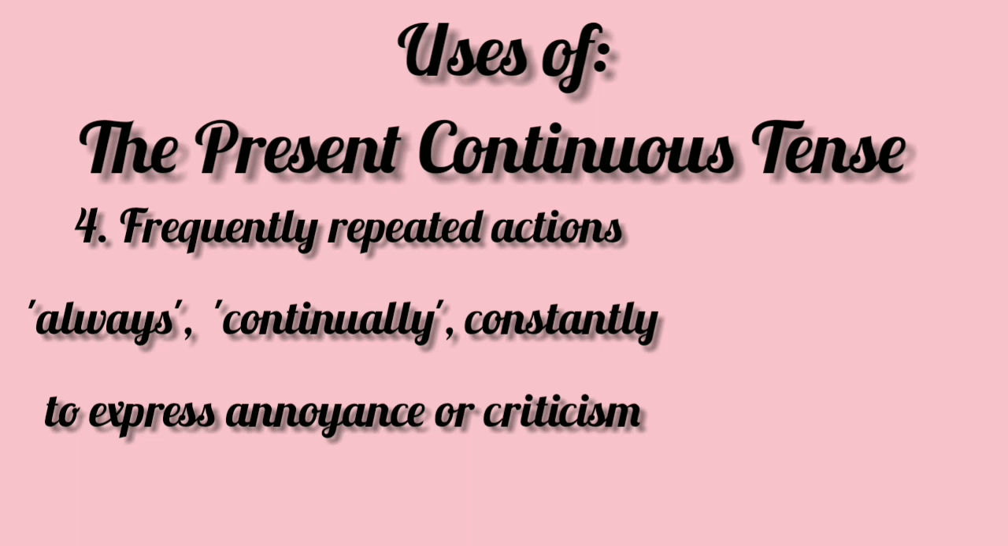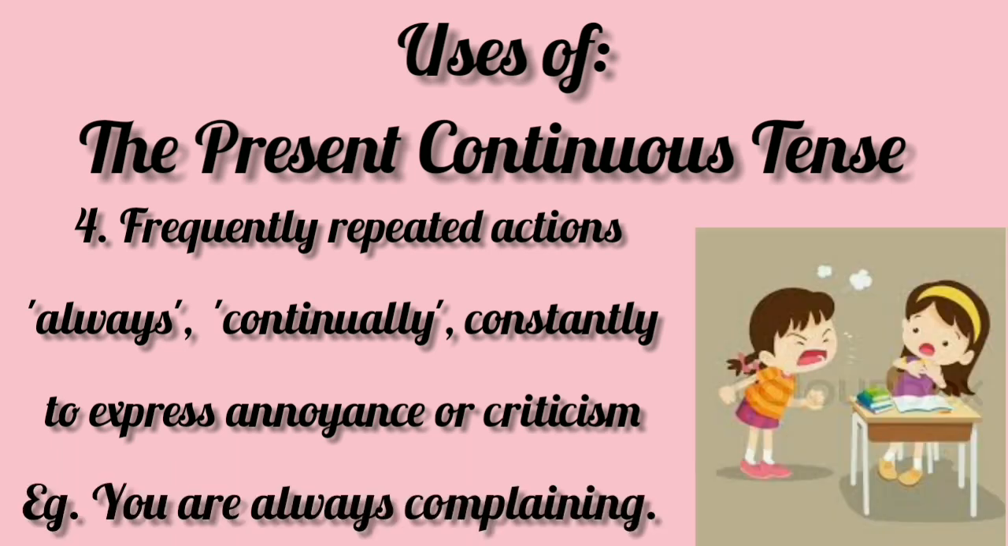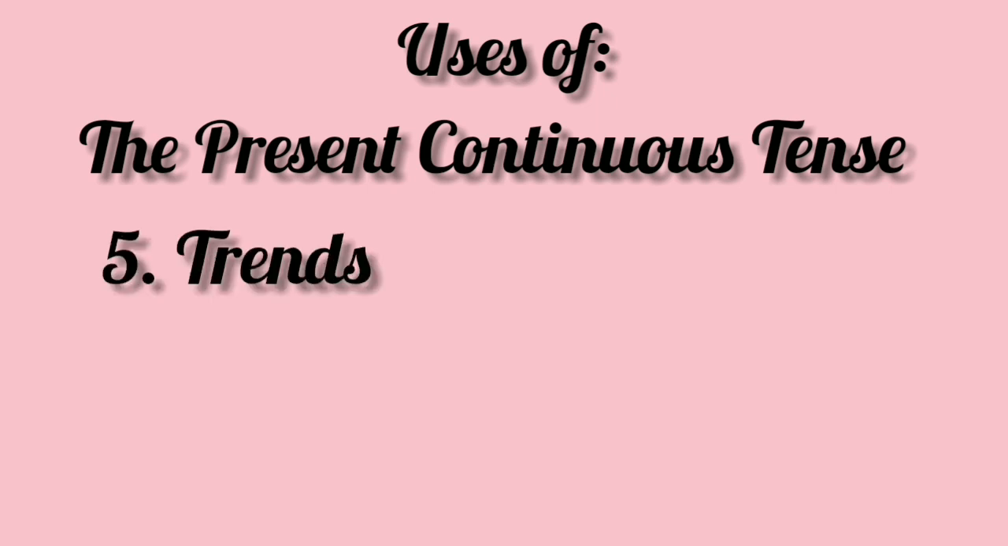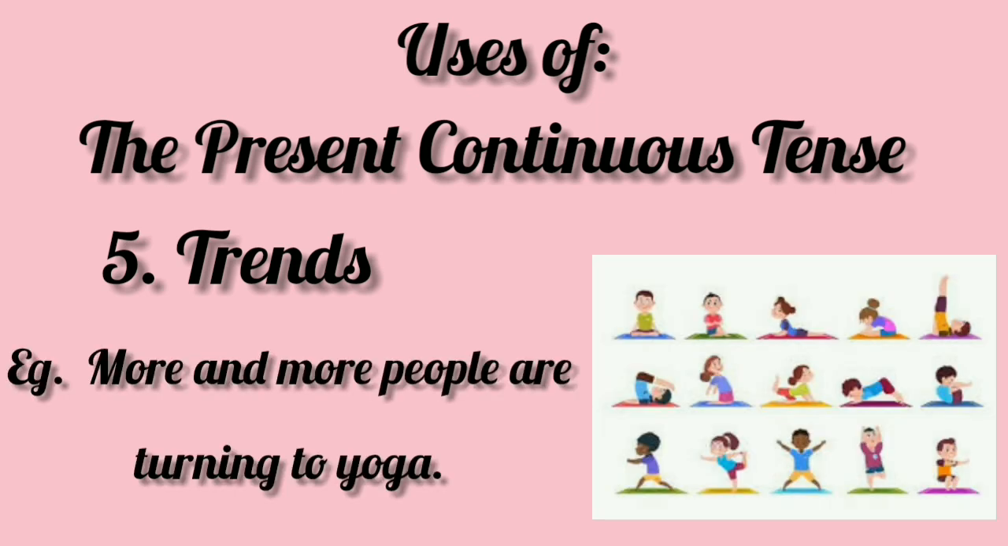Next use is to talk about frequently repeated actions with always, continually, constantly to express annoyance or criticism. For example, you are always complaining. That means the action is always repeated and it is to express the annoyance of the person. Next use is to talk about trends. For example, more and more people are turning to yoga. That means the current wave or the current trend for the people is that they are turning to yoga. They are doing yoga more and more.